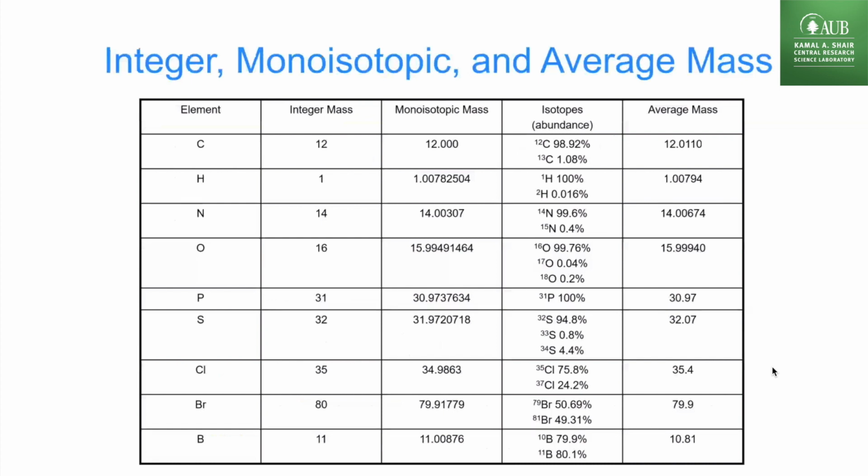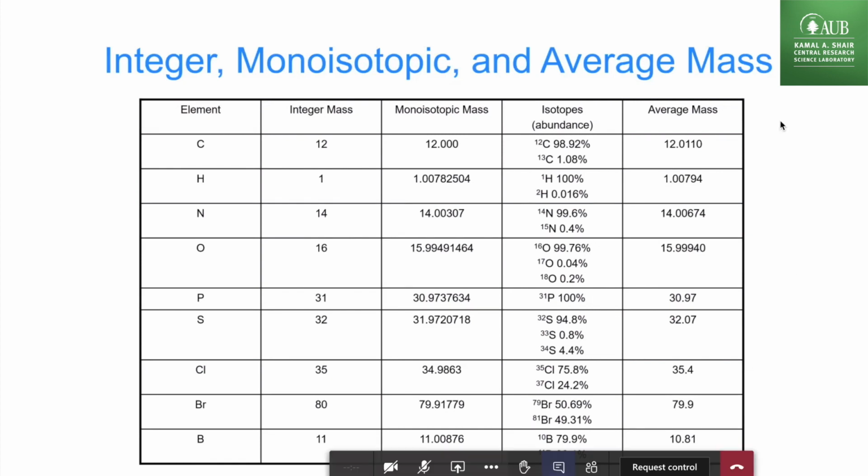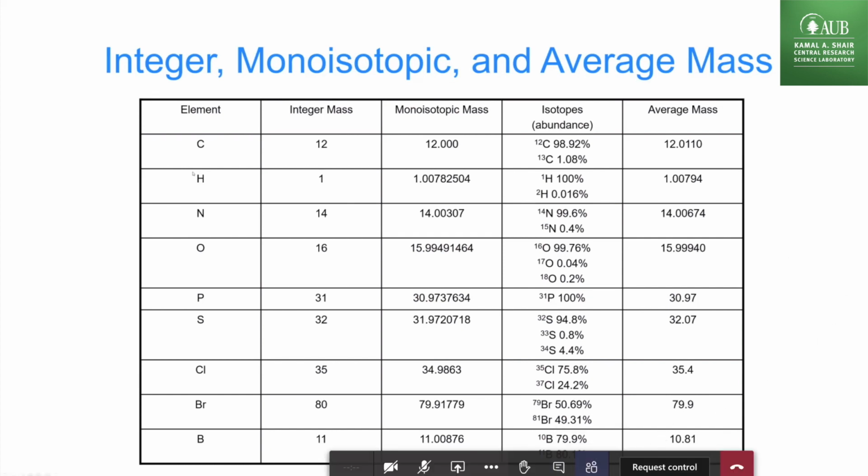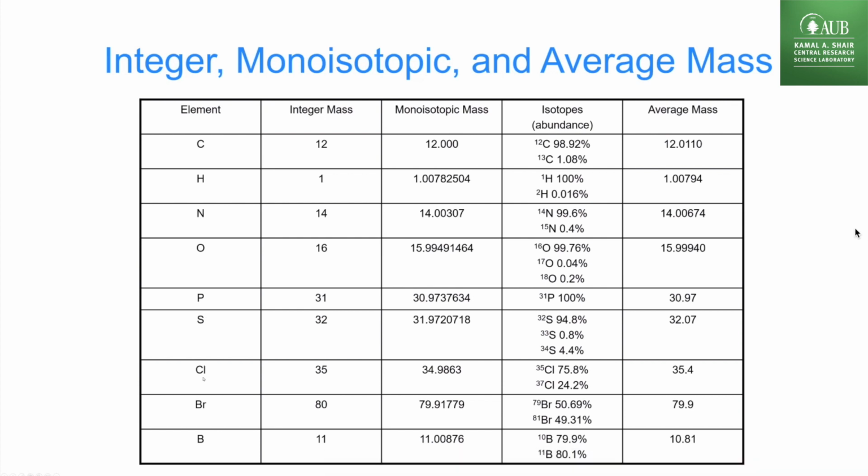I prepared a handy chart for you so you don't have to look all the time in a periodic table or in a chart of the nuclides. Here are all the main elements that you have in your compounds. People sometimes say CHNOPS, the main elements in biological compounds. Then I added chlorine, bromine, and boron for you. I put the integer mass, the monoisotopic mass, and the isotope abundances, or let's say the most common isotopes, and then an average mass column.